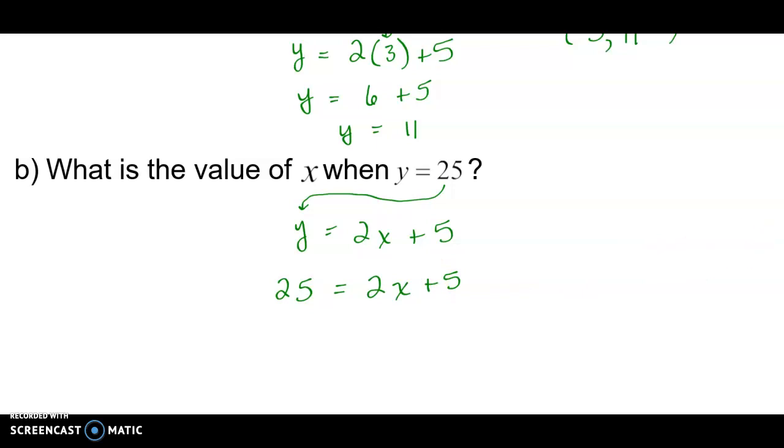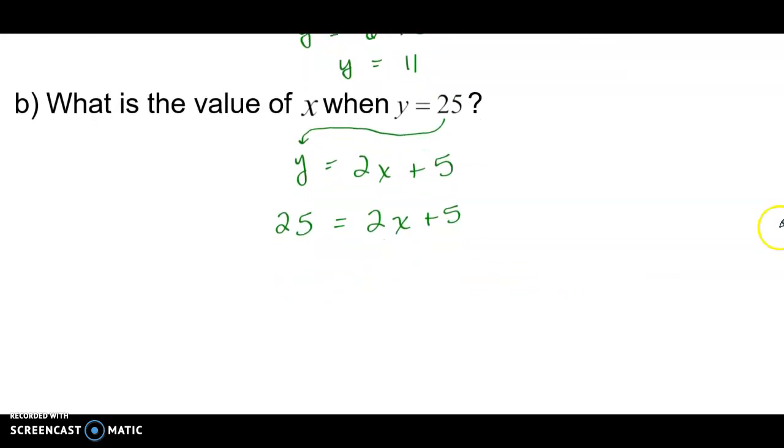And then I'm going to solve that equation just as I would in Chapter 6. I want to get the letter by itself. I'm going to subtract 5 from each side. 25 subtract 5 is 20. 5 subtract 5 is 0, so they canceled.